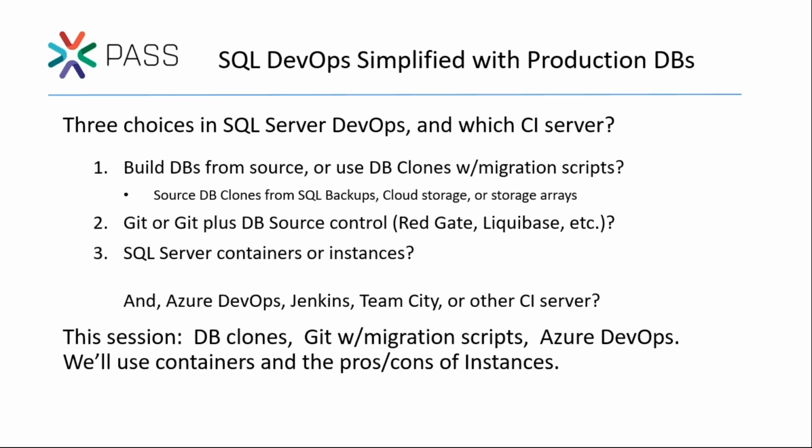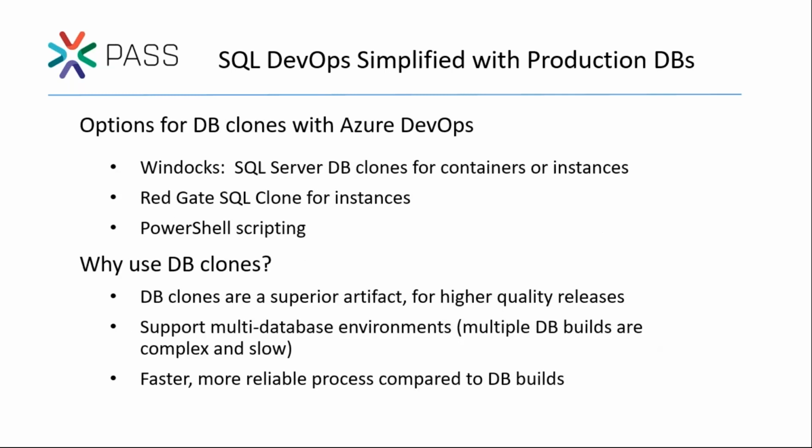And then the final issue that you need to deal with in a continuous integration plan is whether you're going to do that with conventional SQL Server instances, or whether that might be the reason you get into looking at SQL Server containers. These three are the primary decisions that will be made. And then, of course, the fourth issue is what CI server will you use? Again, today we're going to focus on Azure DevOps. And I'm going to use containers, and we're going to talk about the pros and cons of containers compared to instances in this use case.